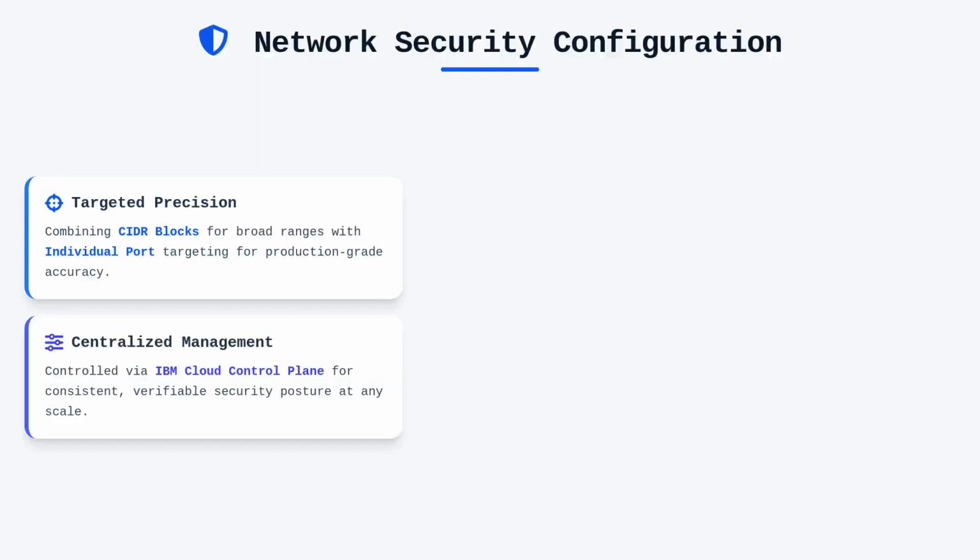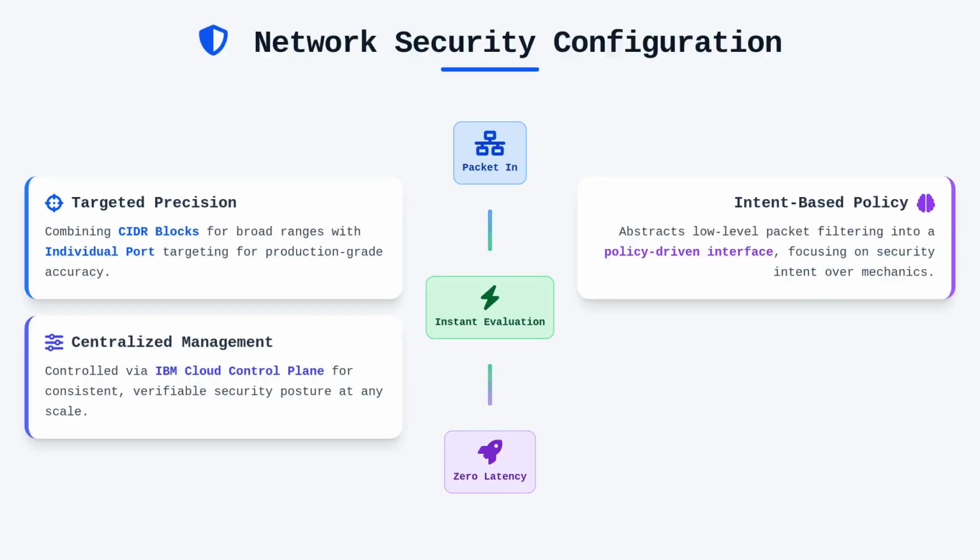You can manage these settings centrally via the IBM Cloud control plane, ensuring that your security posture is consistent and verifiable at any scale. The evaluation of these rules happens instantaneously upon receipt of a packet, providing high-performance filtering that does not introduce unnecessary latency to your application traffic. By abstracting the complexities of low-level network packet filtering into a manageable, policy-driven interface, IBM Cloud enables architects to focus on the intent of their security policies rather than the mechanics of rule application.